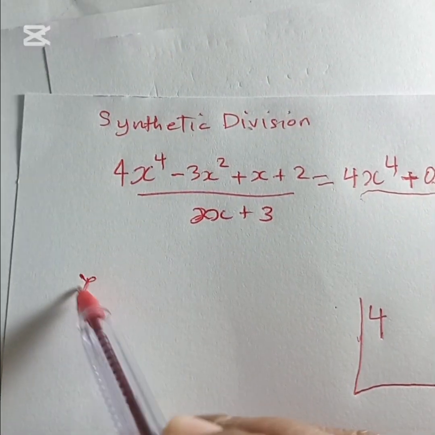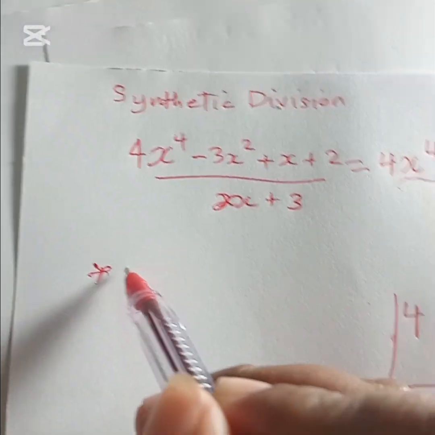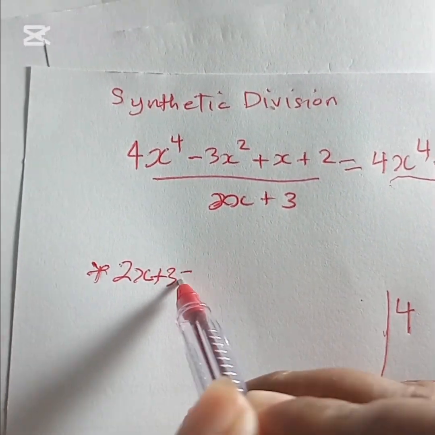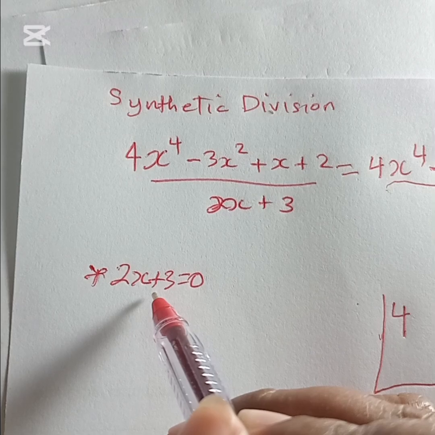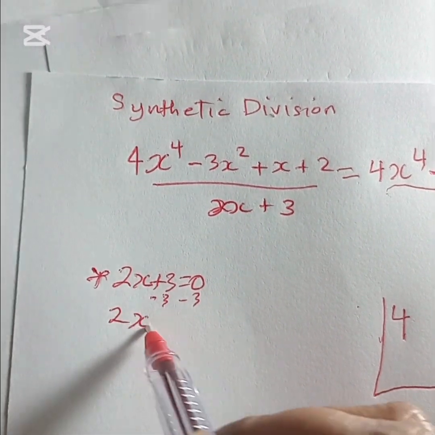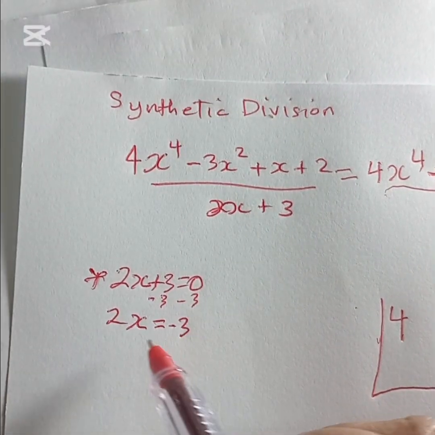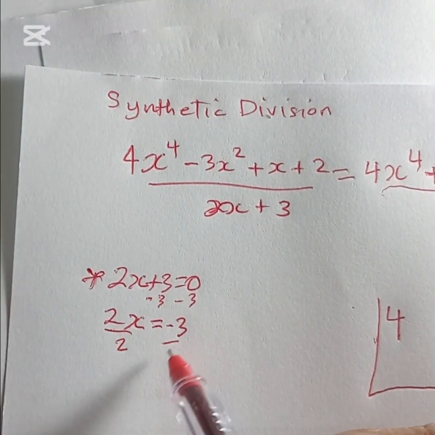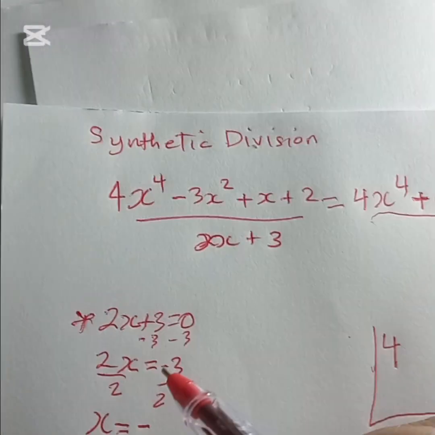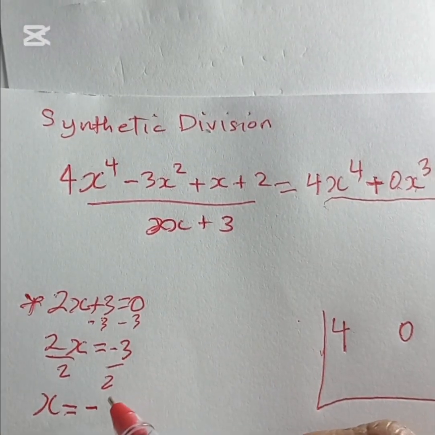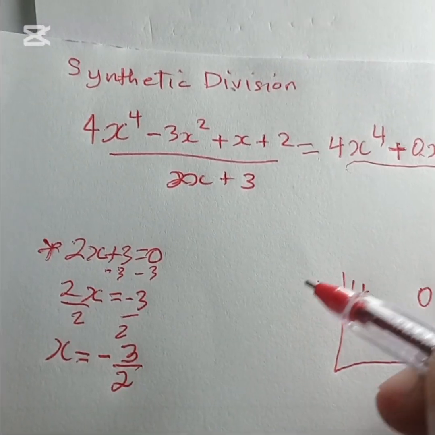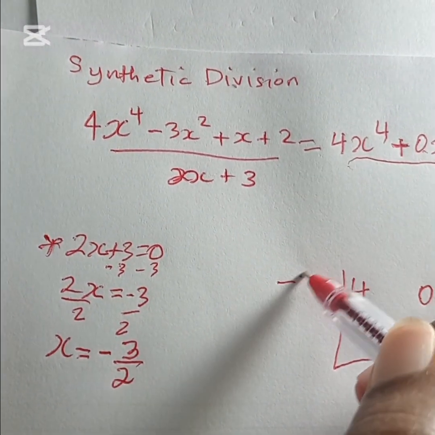Let's find it. We are going to equate 2x plus 3 to 0 and then find x. So we minus 3 both sides. That's 2x equals negative 3. And then divide by 2 both sides. So x is negative 3 on 2, or negative 1.5. So let's write it up here.